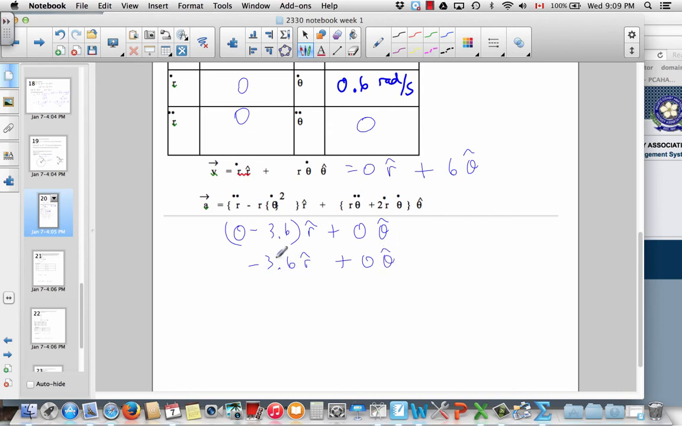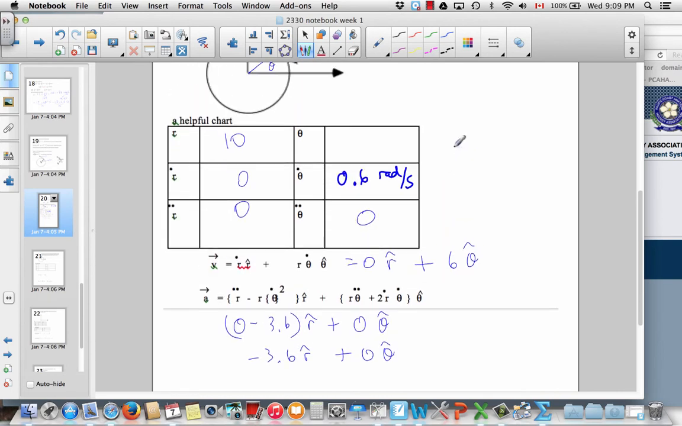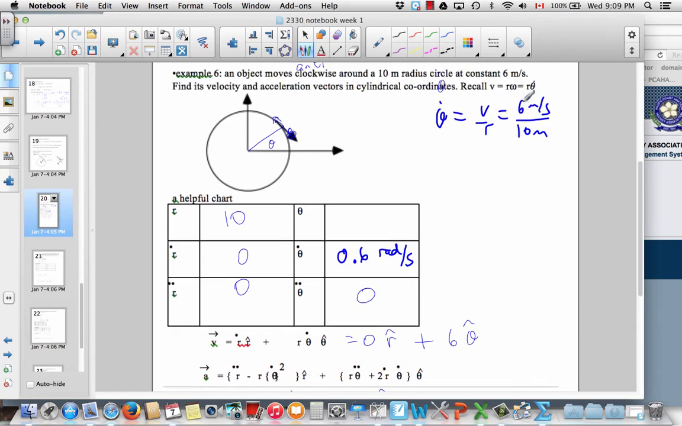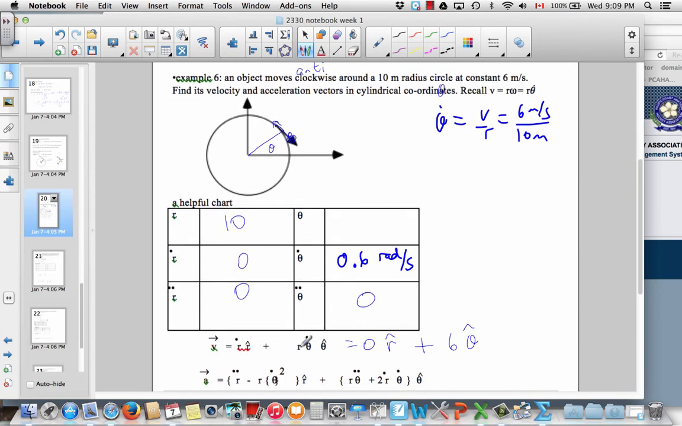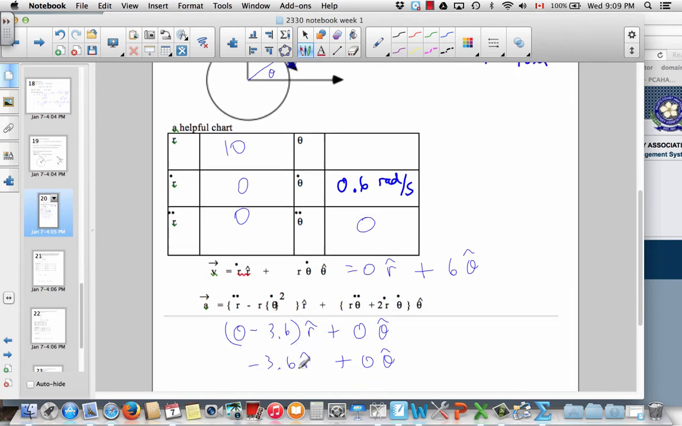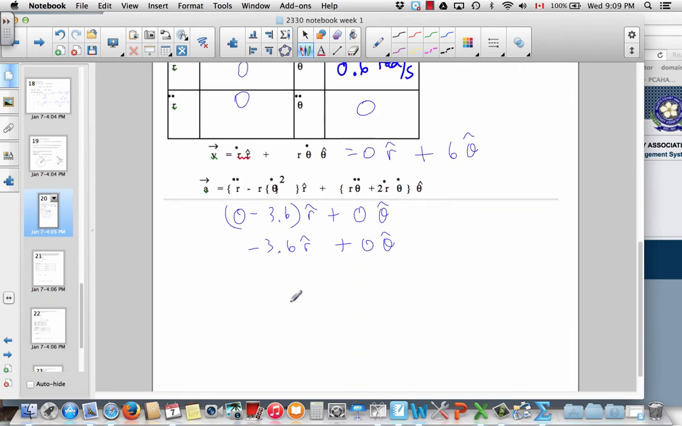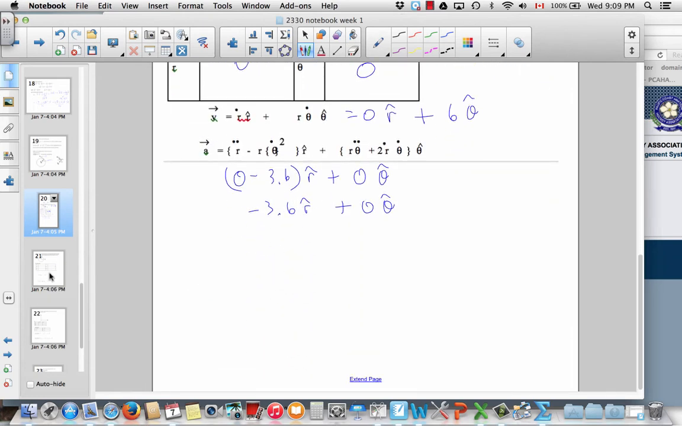But of course, this is just v squared over r. So if you took the velocity of 6, you squared it to get 36, you divide by 10, you get 3.6 meters per second squared towards the center of the circle. So that really is the centripetal term. Okay, so that's the simplest example you could possibly do.